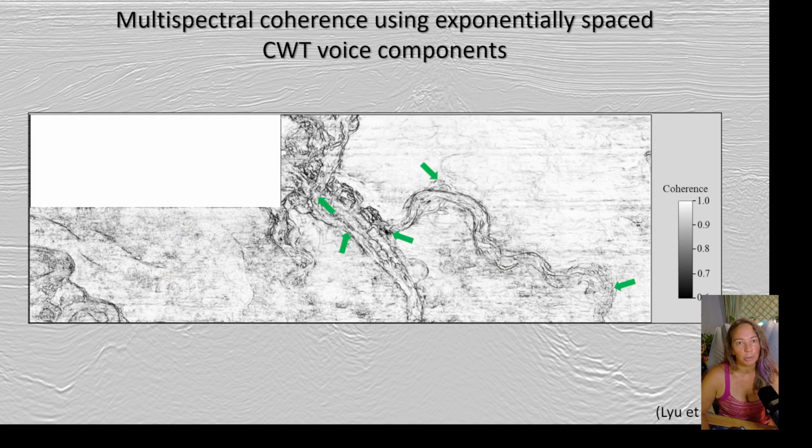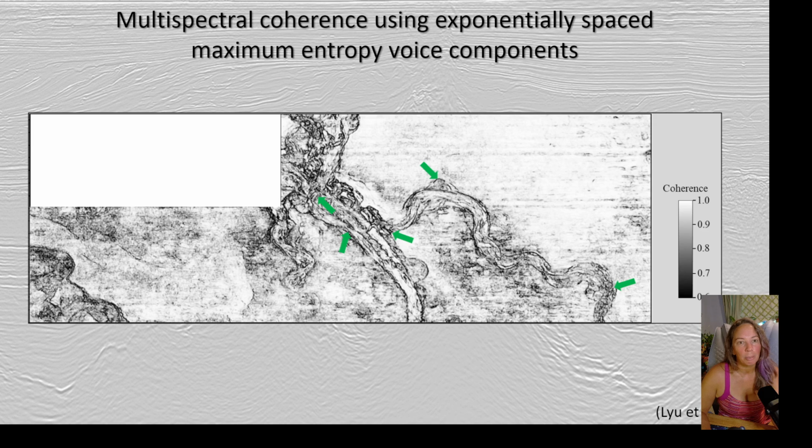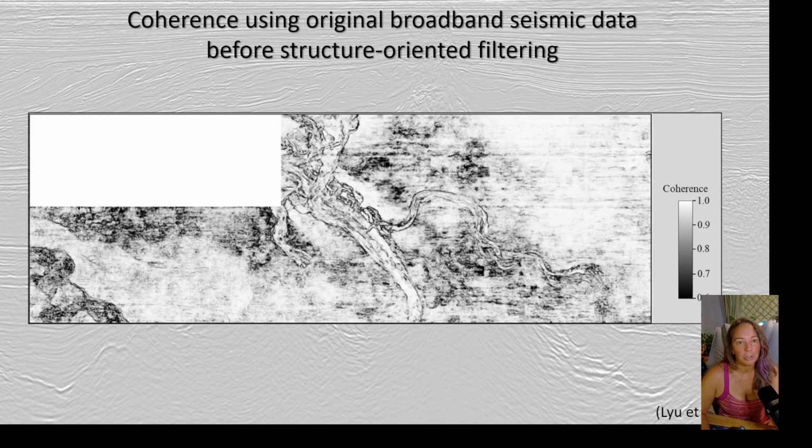Here we're using multispectral coherence with exponentially spaced CWT voice components. With this channel system, you can see the green arrows are pointing out some really cool features, abandoned channels down below. And then here doing multispectral coherence with those exponentially spaced maximum entropy voice components. So doing a slightly different algorithm is really bringing out some of that information. If you're trying to understand the structure, the stratigraphic architecture of this channel, these are some techniques that you may want to use.